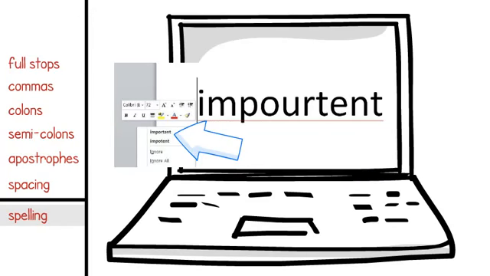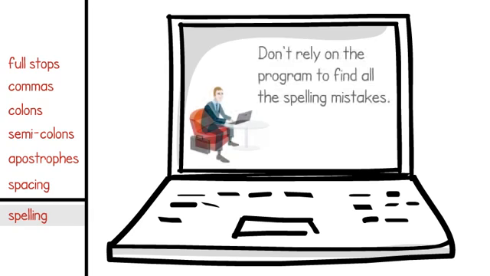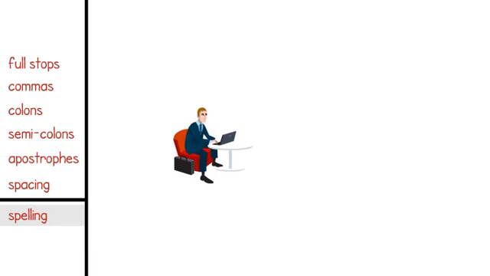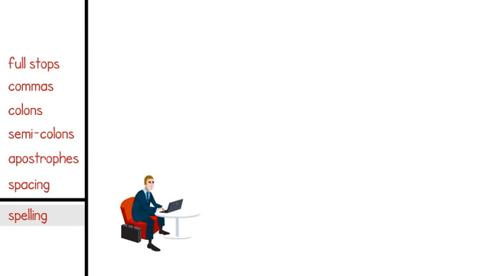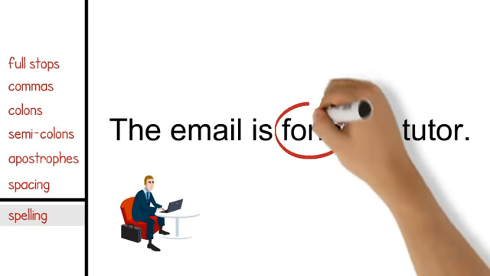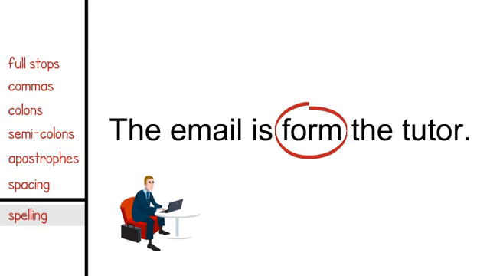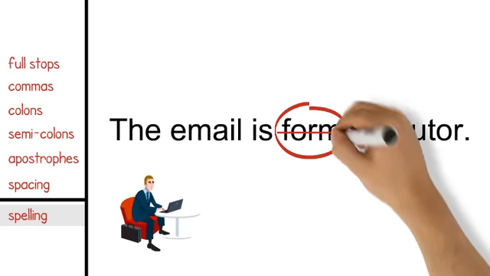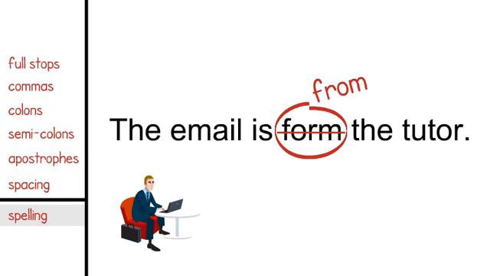Always make sure that you read through your work and don't rely on the program to find all the spelling mistakes. Another reason that you need to pay attention is because the program will miss words that you have spelled correctly but are actually incorrectly applied. For example, if you write form instead of from.